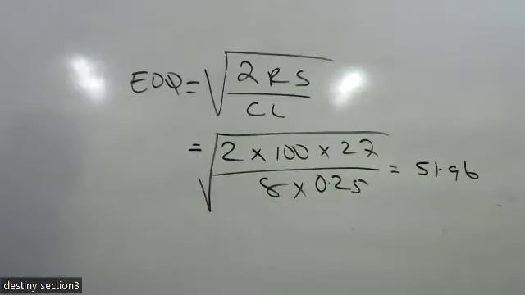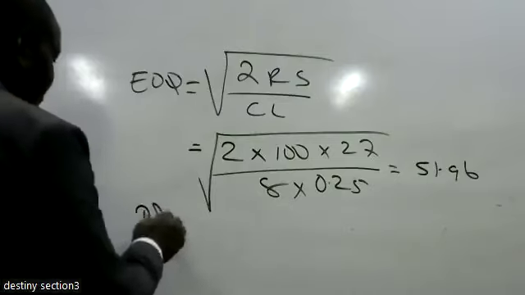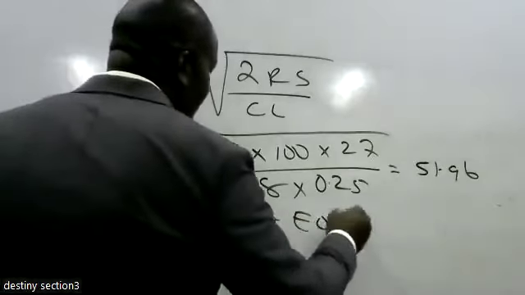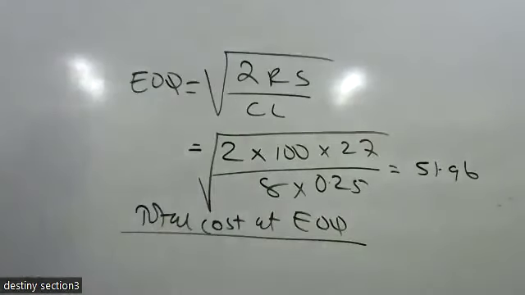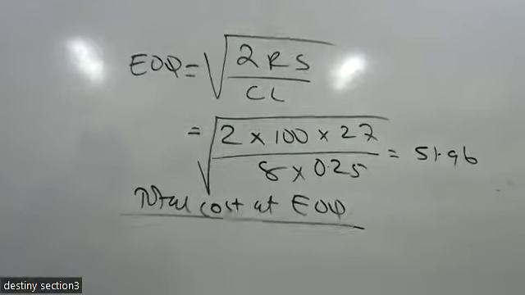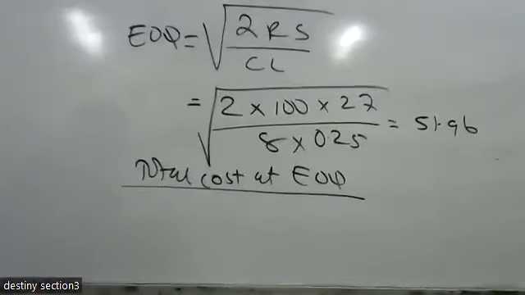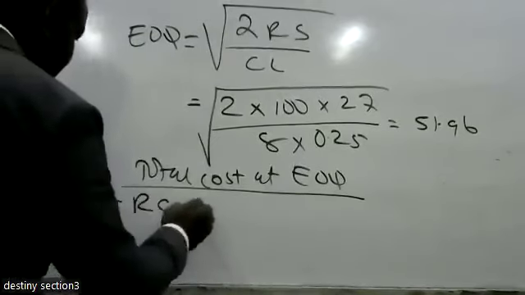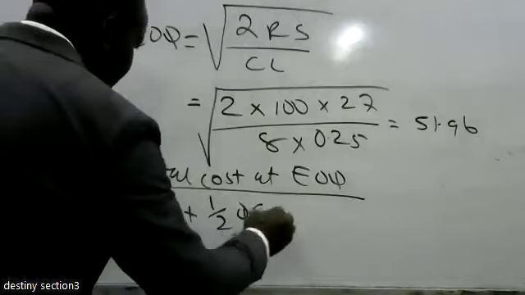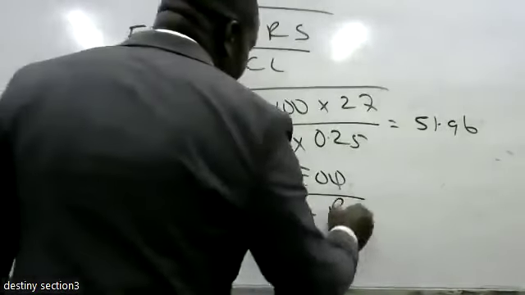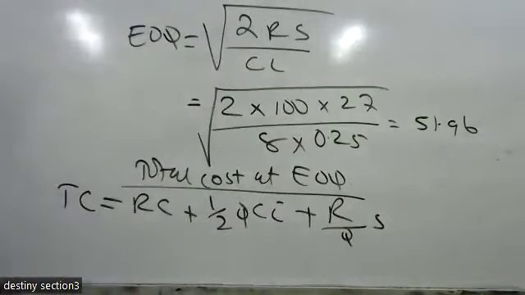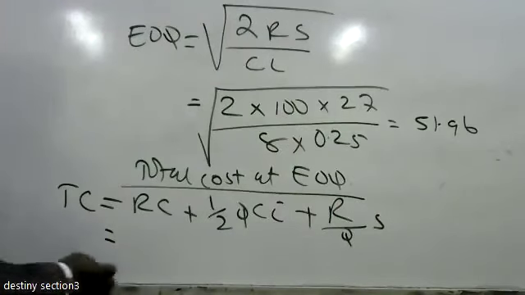So now we get the total cost at economic order quantity. So total cost, we have said that total cost will be RC plus a half QCI. Then we add R over Q multiplied by S. So our R is 100.